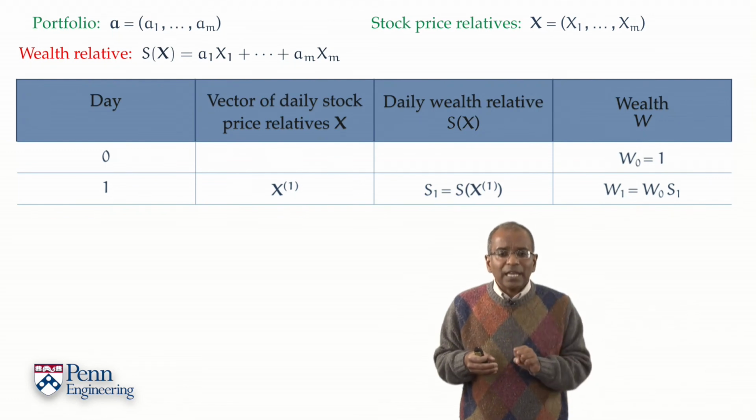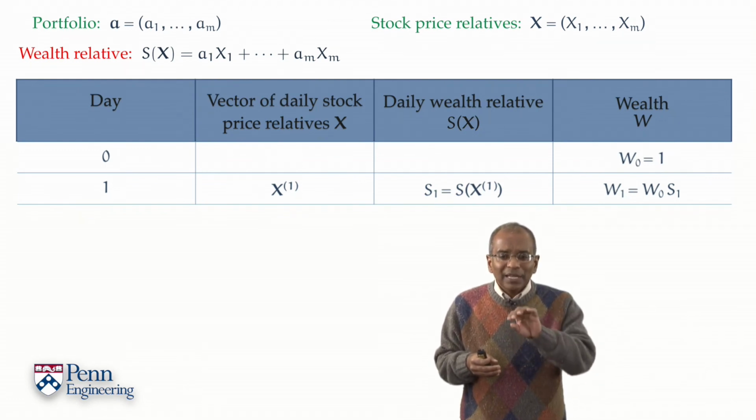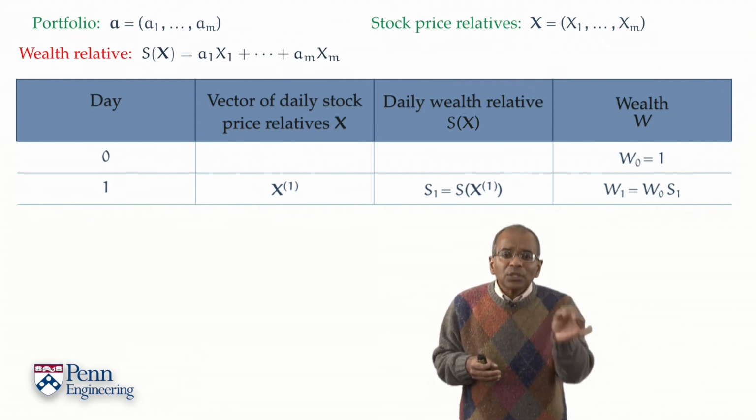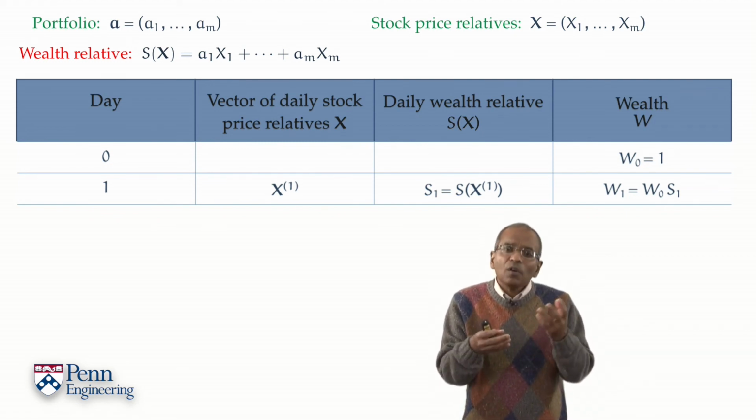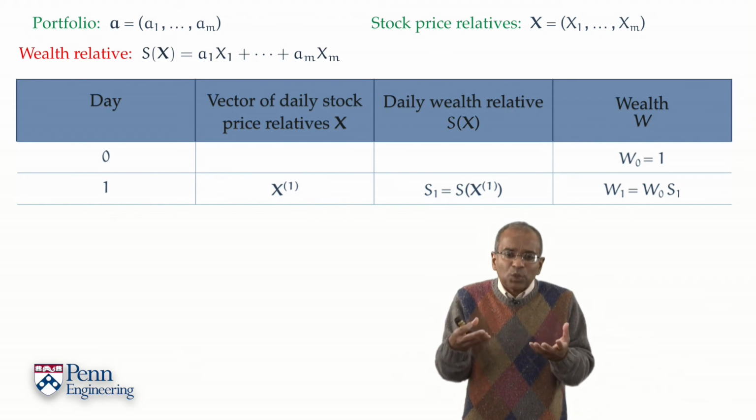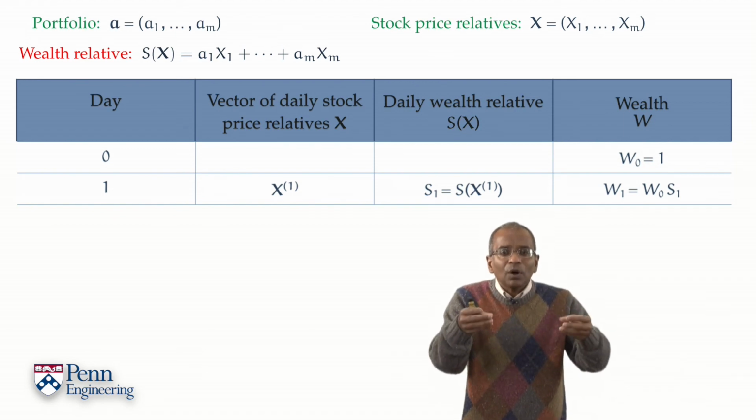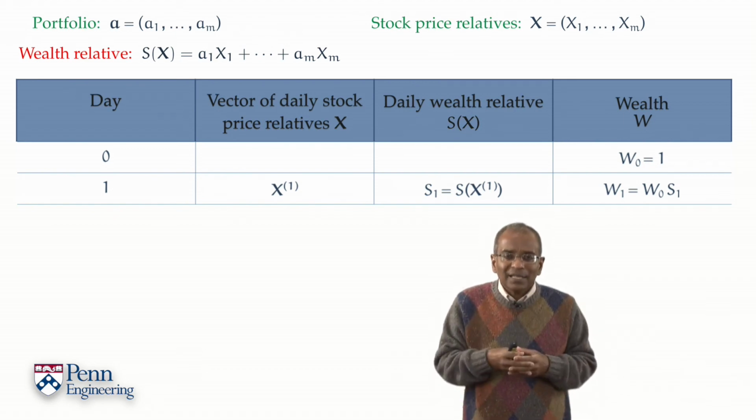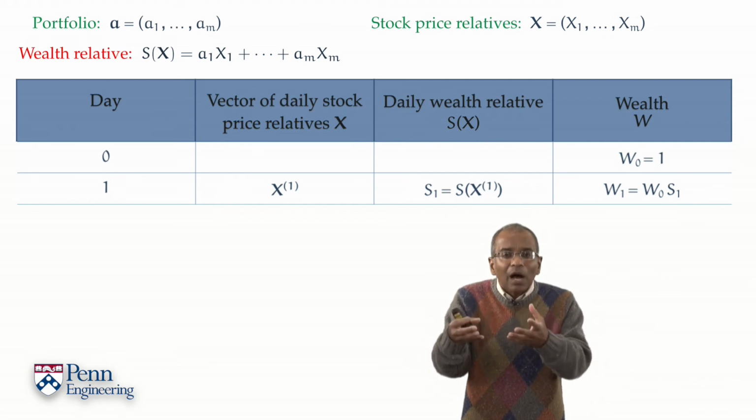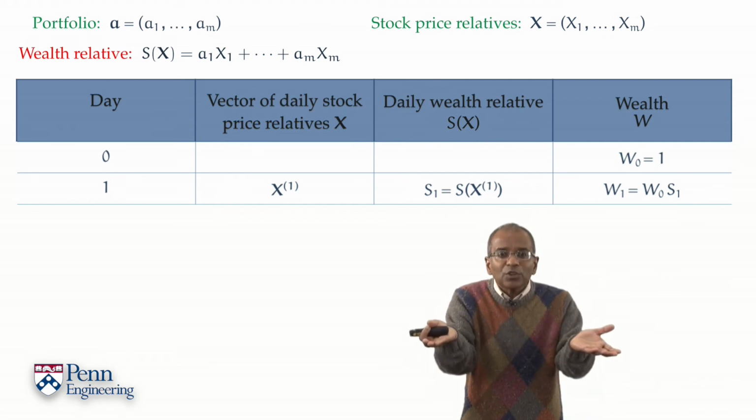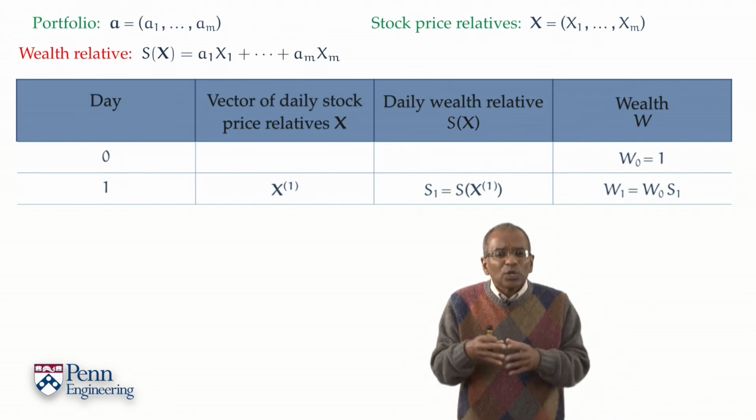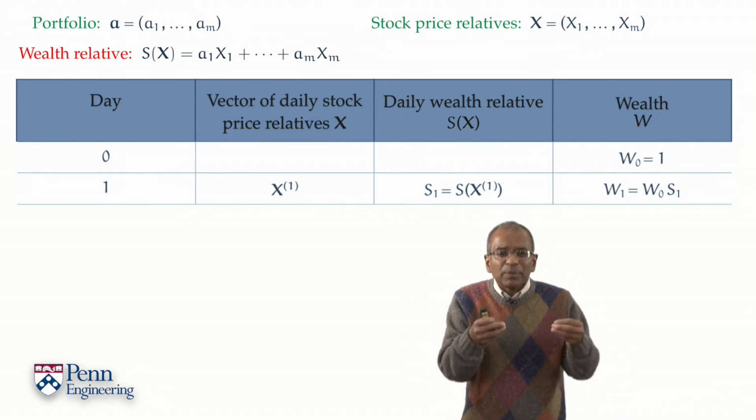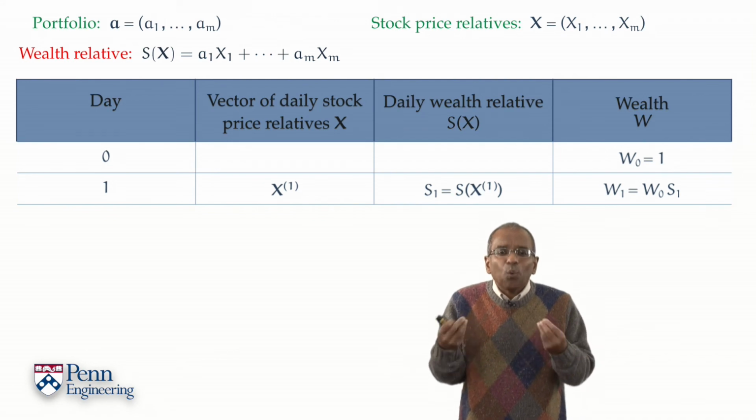For that vector of stock price relatives, the wealth relative at the end of day 1 is S of x1. And what is the S of x1? It is a weighted sum of A's times X's. But the X's now are for that particular vector of stock price relatives for day 1. Let's give it a short name, right? The equation is getting to be a mouthful. Let's just call it S1.